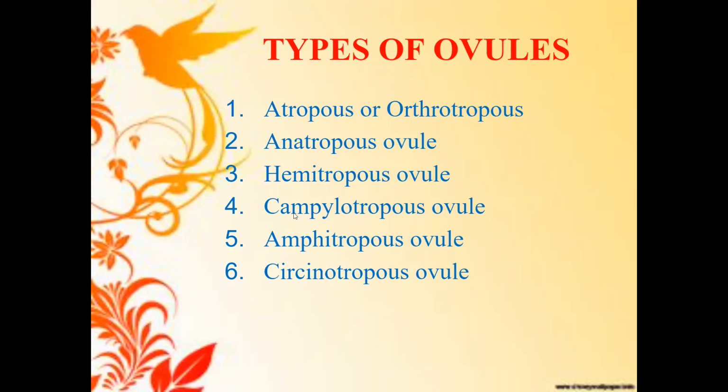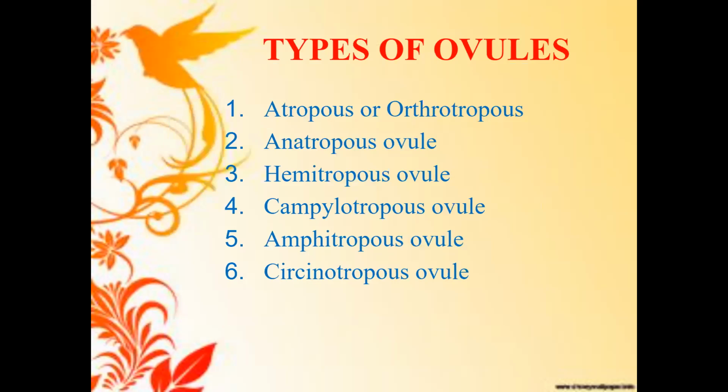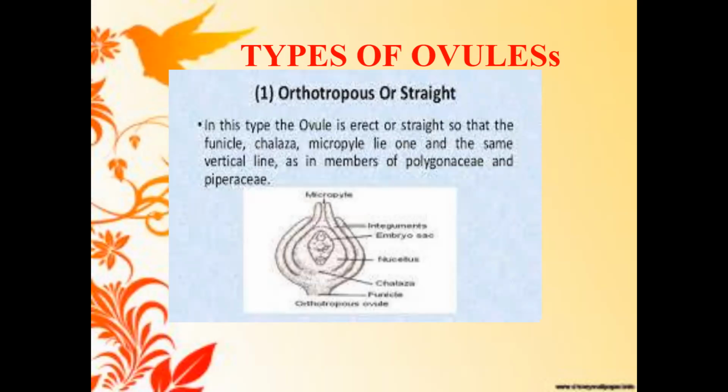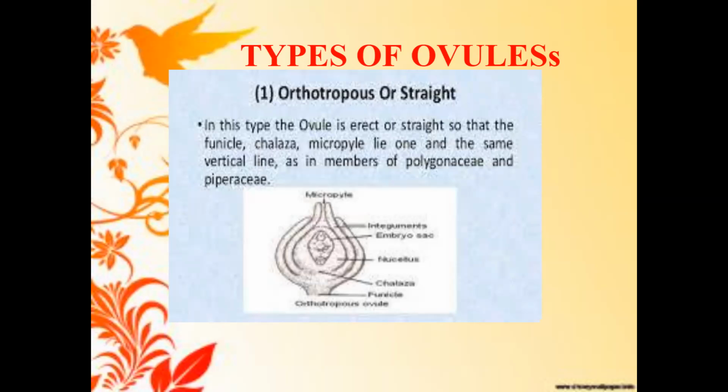First, the orthotropous or straight ovule. Orthotropous, also called atropous, means a straight ovule. Completely straight, the micropyle almost looks like a straight line with the funicle.